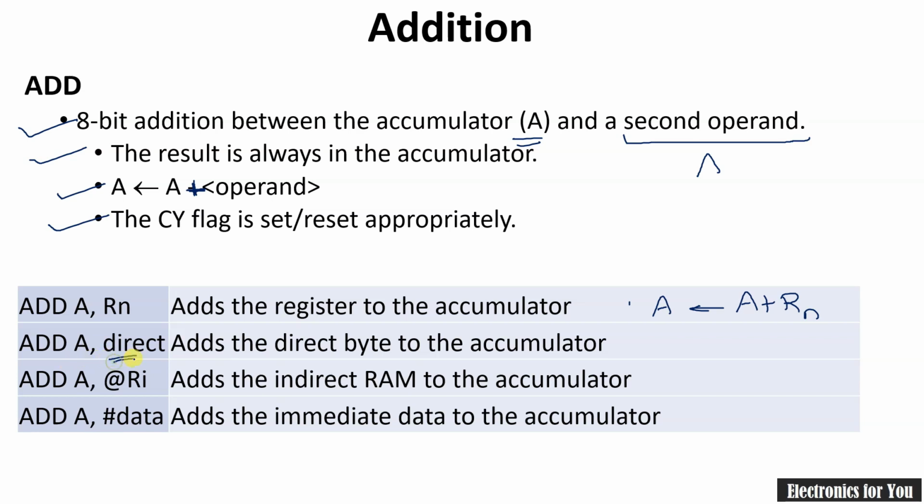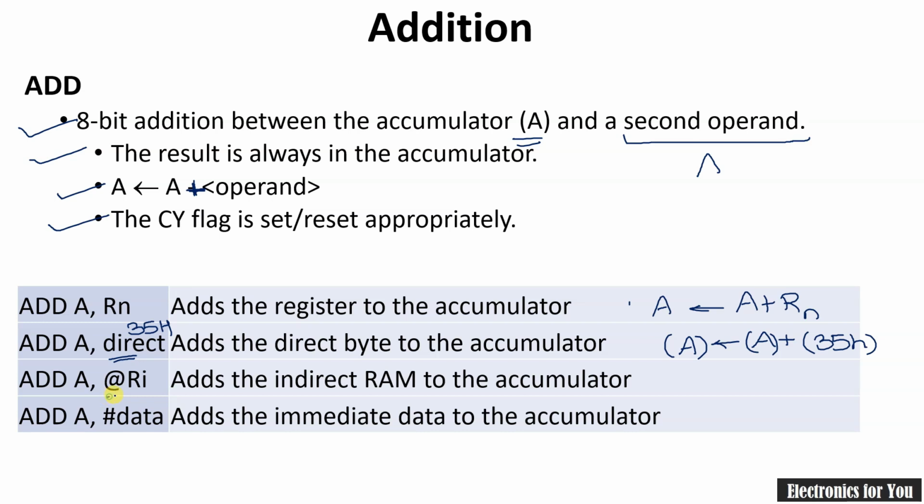Here direct means the RAM's address. So it may be ADD A, say 35H. It means that the content of the accumulator and 35H will be added and the result will be stored in the accumulator again. Now the next one is ADD A, @Ri.